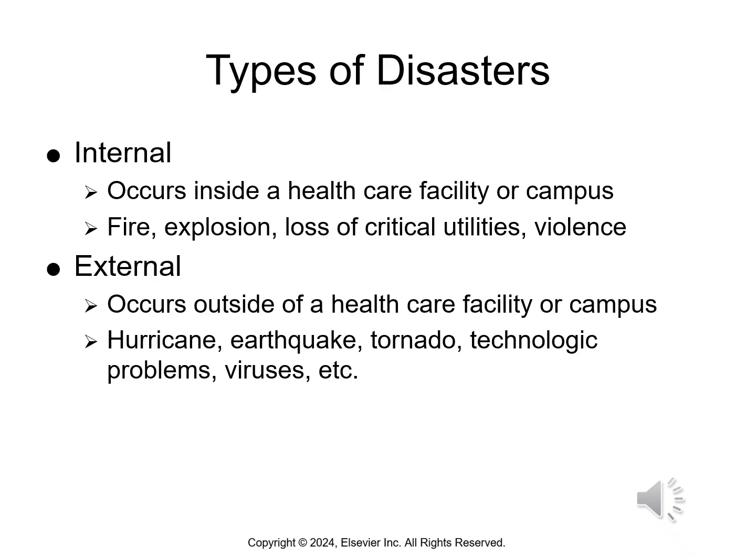An event occurring inside a healthcare facility or campus that could endanger the safety of patients or staff is considered an internal disaster. The event may create a need for evacuation or relocation. It often requires extra personnel and the activation of the facility's emergency preparedness and response plan, also called an emergency management plan. Examples of internal disasters include fire, explosion, loss of critical utilities, including electricity, water, computer systems, and communication capabilities, and violence, such as an active shooter situation.